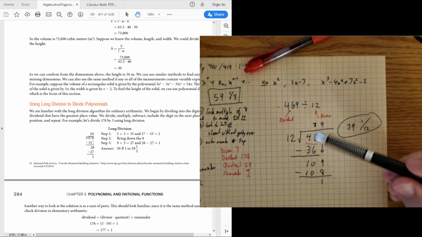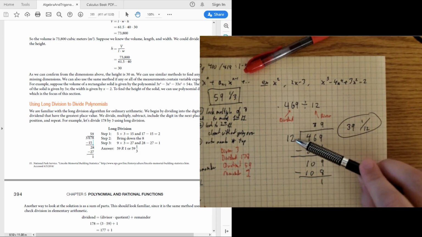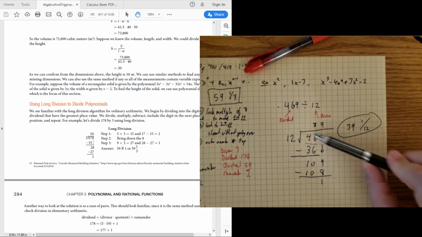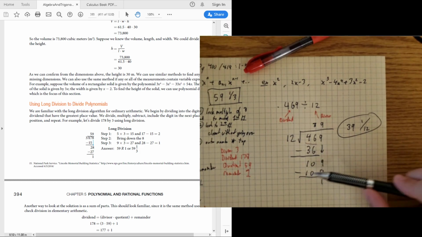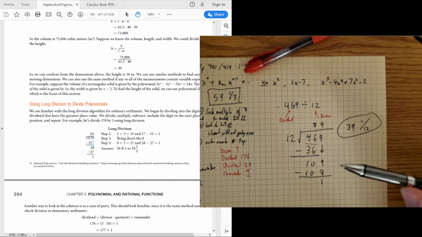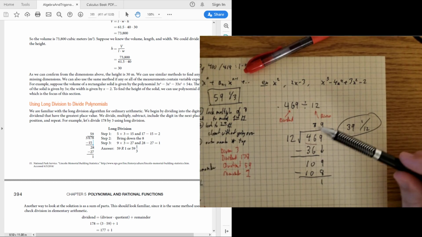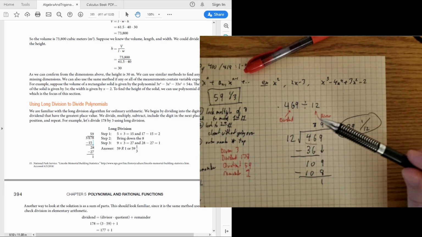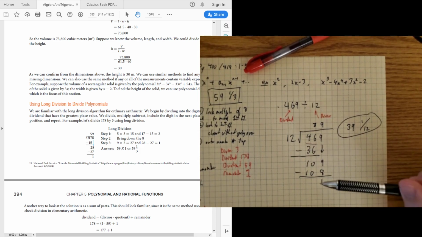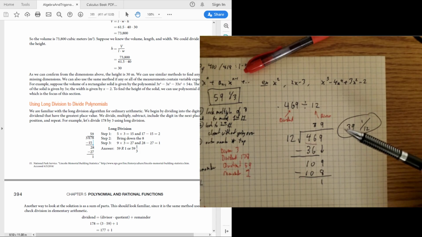And so again, you look for something to multiply to this term that we will then subtract from the overall term. So we took 12 times 3, getting 36, and we subtracted that from 46. We took 12 times 9, that was 108, we subtracted that from 109. And so each time you're looking to multiply and then subtract, multiply, subtract, until you run out of things to multiply and subtract, and that becomes your remainder.